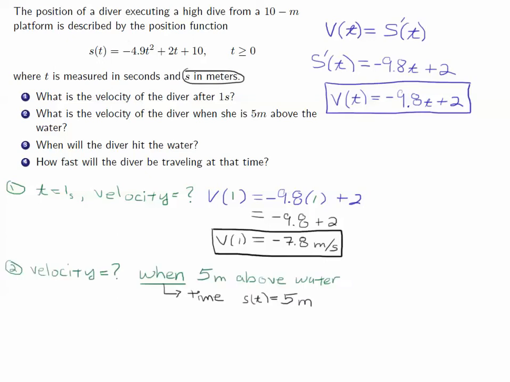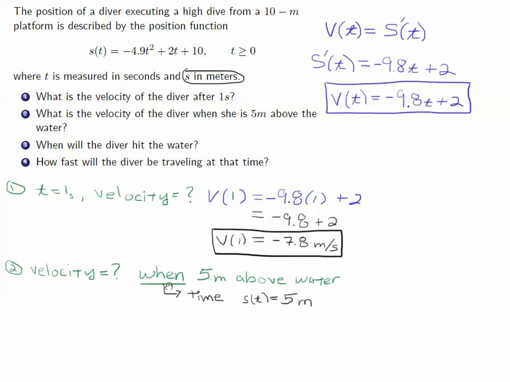Okay, let's answer the second question. What is the velocity when the diver is 5 meters above the water? So remember, S is in meters, and we're given 5 meters, so that means the position of the diver is 5 meters. So this function here is the position function, so that's what we set equal to 5 meters. The diver's position is 5 meters above the water.